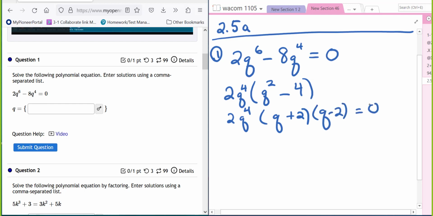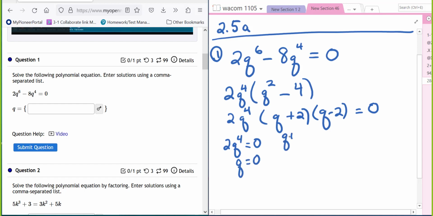So now we can use the zero product law. We have 0 on one side. We can set each of these pieces of the product equal to 0. You can keep your constant with this. So 2q to the 4th equals 0. That one you're just going to divide by 2, and it's going to be 0.